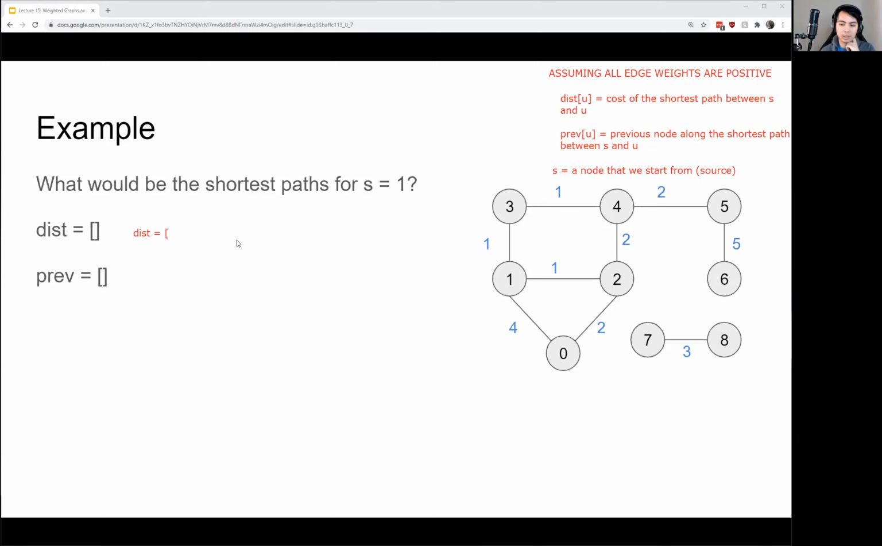Very good. All right. So in this case, I'm going to go ahead and say that distance will have 9 elements, one for each node in the graph, right? So there's going to be as many elements in distance as there are nodes in the graph. So 1, 2, 3, 4, 5, 6, 7, 8, 9. Okay. And prev will be much of the same. Prev will be all of these elements here.